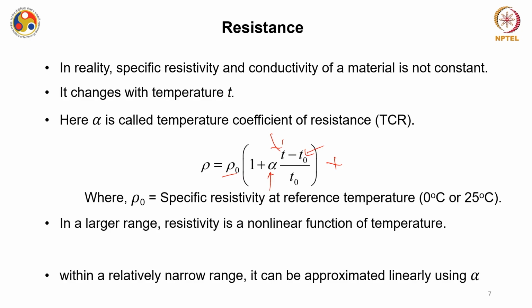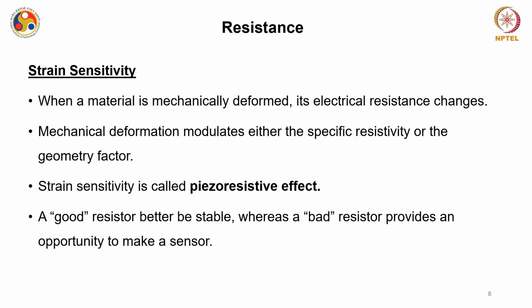There are other factors also, but I am ignoring all of them, okay, and in the simplified form I have written it, okay. In a larger range, resistivity is a non-linear function of temperature, but I am bringing it to this narrower range, okay. Within this kind of relatively narrower range, it can be approximated linearly using this alpha function, or using this TCR, okay.